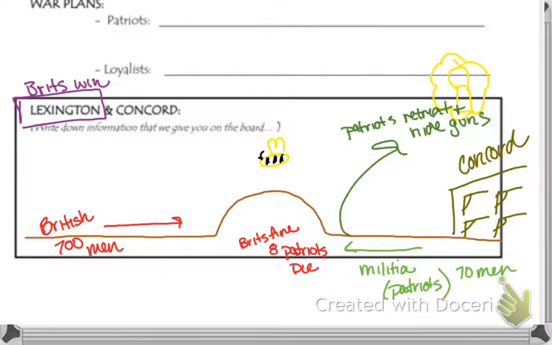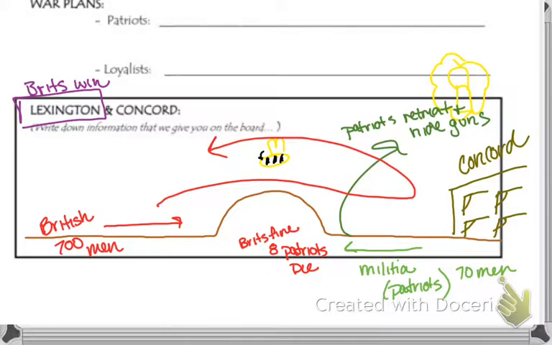So the Patriots retreat, and what they do when they get back to Concord is something super clever. They take all of the guns out of their arsenal, and they hide them in their farming field. So they bury all of their guns in a field, so that way the British can't find them. So when the British continue to march towards Concord, they can't find any of their weapons. So they have to retreat back, and they start marching back away from Concord.